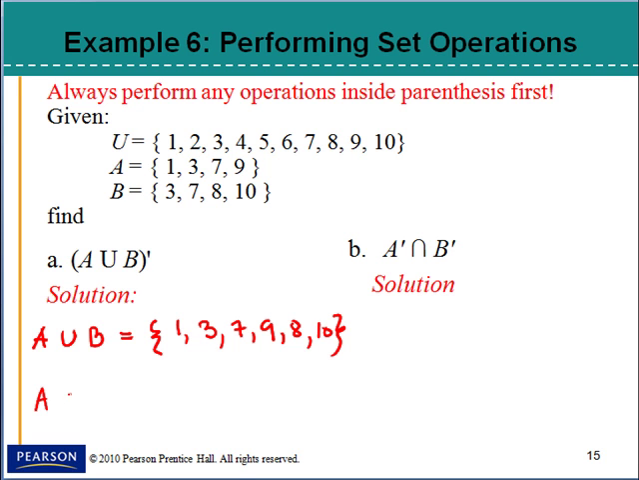Now I'm looking for the complement of that, which means looking for all the elements belonging to the universal set but not in here. So I'm going to pick 2, because 2 belongs to the universal set but not in here. I'm going to pick 4, same thing. 5. I'll pick 6. And that's it.